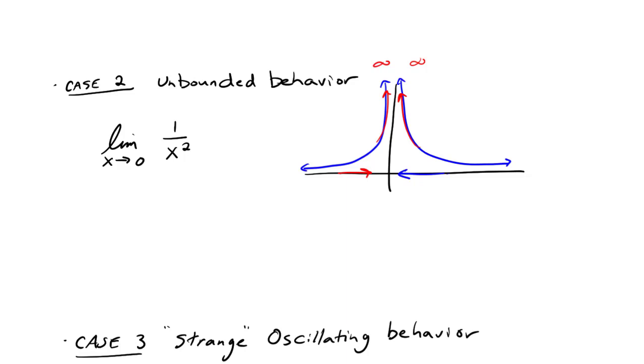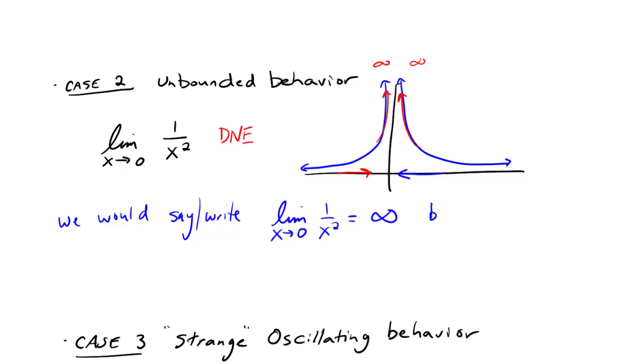So in fact, neither one of these individual limits exist because they both go to infinity, which doesn't work. So this is the unbounded behavior here. And we would say two different things. We would say this limit does not exist. But because of the nature of how it doesn't exist, we would write the limit as x approaches 0 of 1 over x squared equals infinity. But we realize that this means it does not exist.